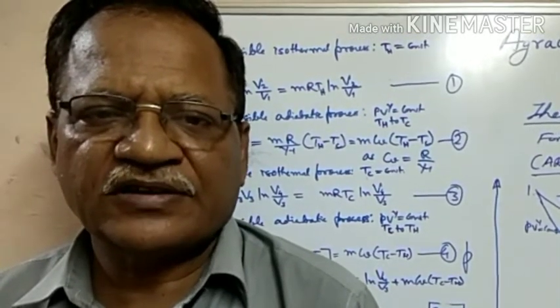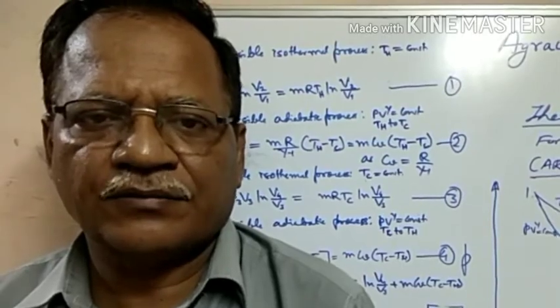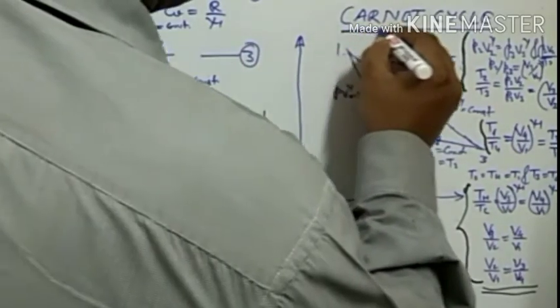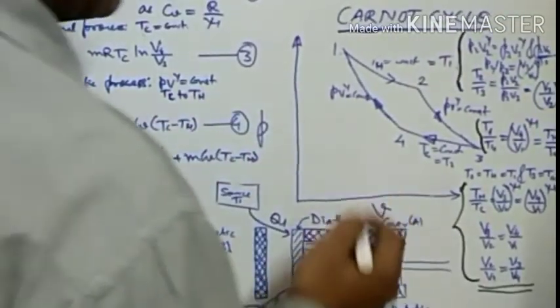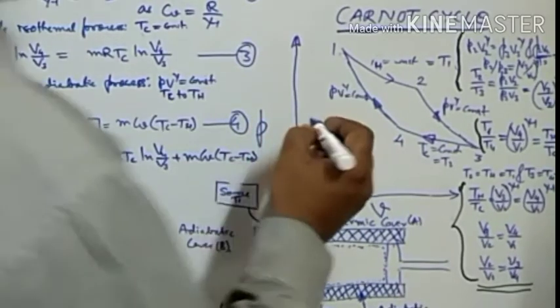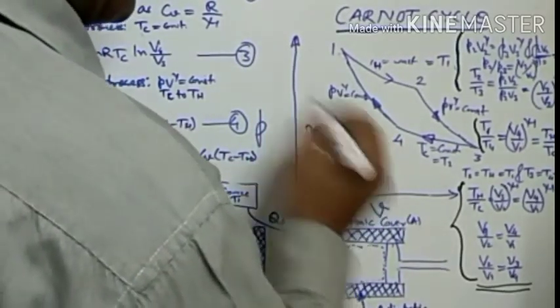Today we will discuss the Carnot cycle. In this Carnot cycle, we are having the four processes and all the processes are reversible processes.